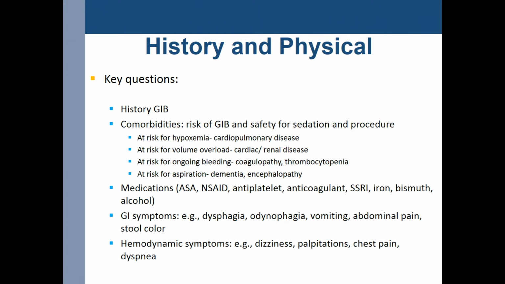For example, those patients at risk for hypoxemia would be those who have a history of cardiopulmonary disease. Those at potential risk for volume overload include patients with cardiac or renal disease. Those at risk for ongoing bleeding, of course, include those patients who have coagulopathy or thrombocytopenia. And also those at risk for potential aspiration is important to assess, such as patients with dementia or encephalopathy, as they may not be able to adequately protect their airways and might need to be intubated.